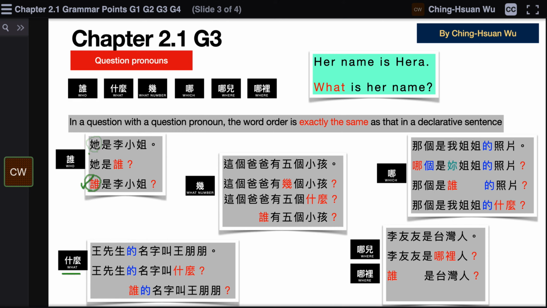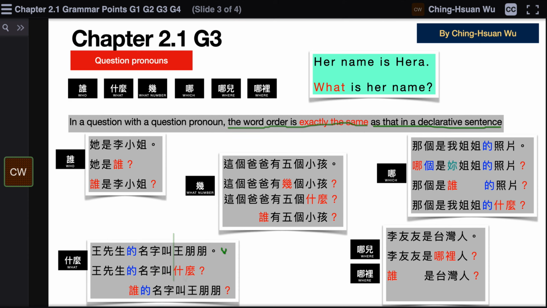Next, 什么, what? Let's take a look at the declarative sentence first. 王先生的名字叫王鹏鹏. Mr. Wang's name is called 王鹏鹏. And now you want to know what 王先生's name is. Then you say 王先生的名字叫什么? Mr. Wang's name is called what? As you can see here, the word order is exactly the same in a question as that in a declarative sentence.